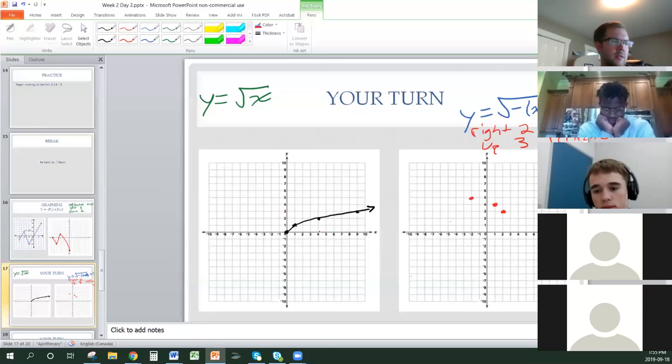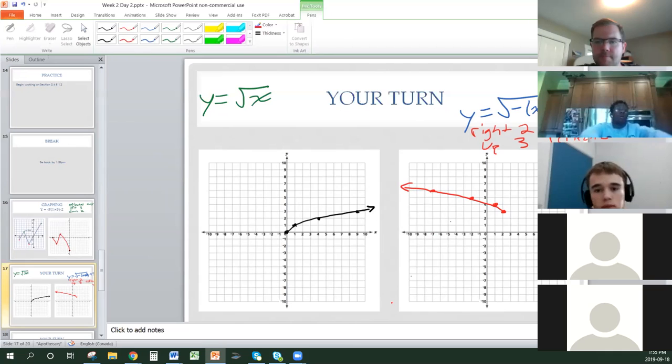And for my final point, I've got 9, 3. I reflect it over the y-axis, which is negative 9, 3, and then right 2 and up 3. Then I just connect the dots, and that's what it looks like. Okay. Any questions on that problem? I don't think so. No. Toby, Aaron, Noah. Oh, no, I get it.